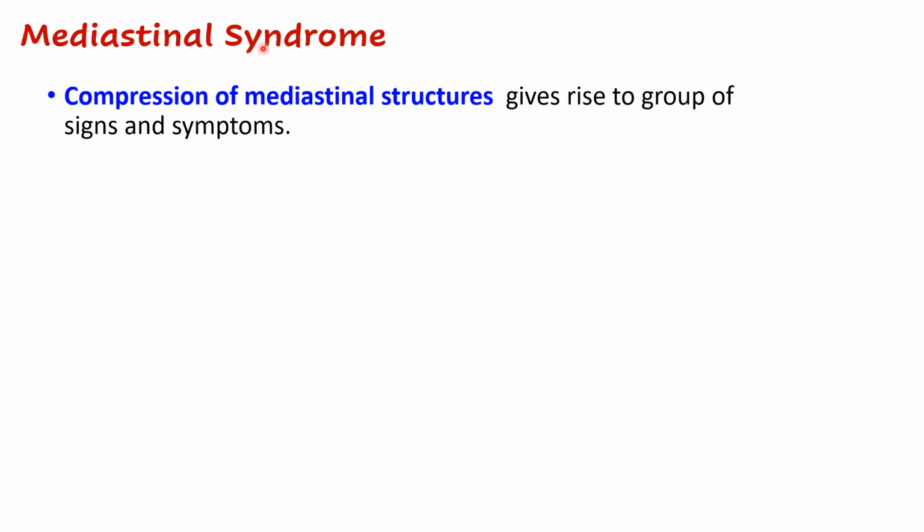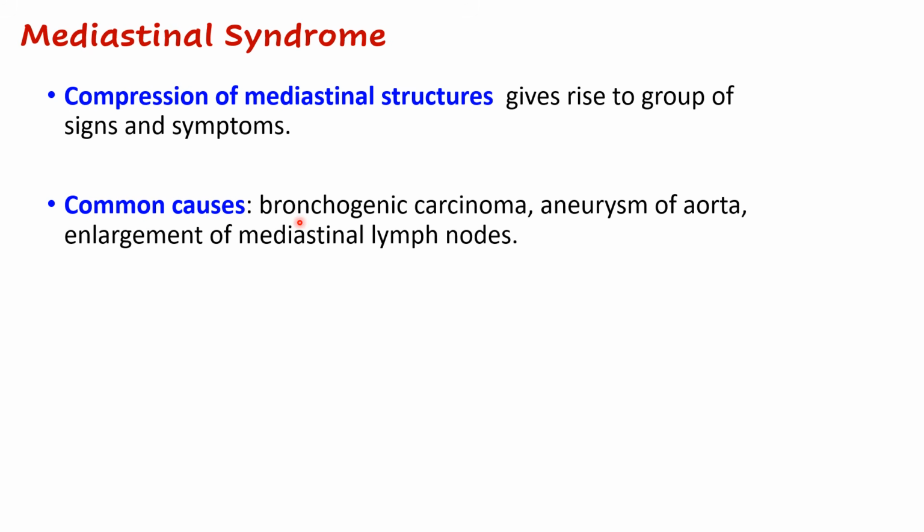Coming to the applied aspect, a condition, mediastinal syndrome. What exactly is it? It is actually compression of mediastinal structures which gives rise to a group of signs and symptoms. A group of signs and symptoms together is known as a syndrome. So here the compression of mediastinal structures occurs, and what could be the cause for that? Bronchogenic carcinoma could be there, aneurysm of the aorta could be there, or enlarged mediastinal lymph nodes. They could be responsible for compressing certain mediastinal structures.